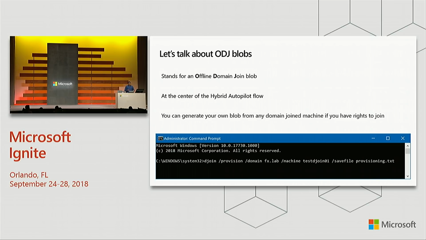In fact, if you have a device that's joined to a domain already, you can generate your own blob from any domain joined device. As long as you have rights to join that domain, you can also run it from the server. And the command is right here. So if you were to run djoin and save the file as an output, what this actually does is it creates this blob that we keep talking about, an ODJ blob. And the best way to really think about this is imagine this ODJ blob stores the credentials needed for any given machine to join your domain.